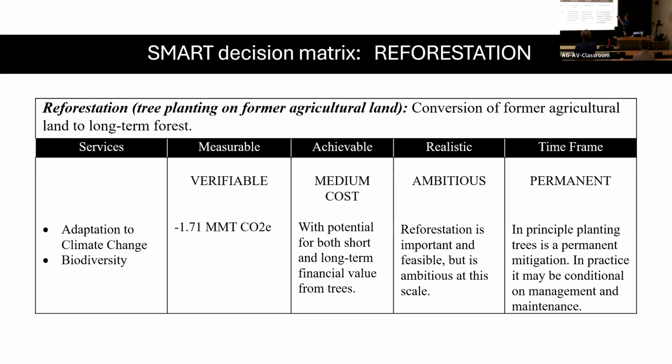and that it is permanent. In principle, planting the trees is permanent mitigation. In practice, it might be conditional, right? If it's grazed by deer, or if there's a fire, right? But in principle, this is a permanent practice on a 100-year timescale. So this is how we're connecting our mitigation strategies with the CLCPA, and also for landowners to think about what they might like to do and what are the costs and benefits of doing so.